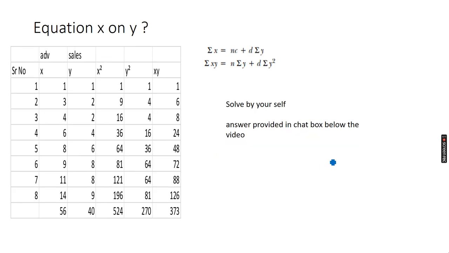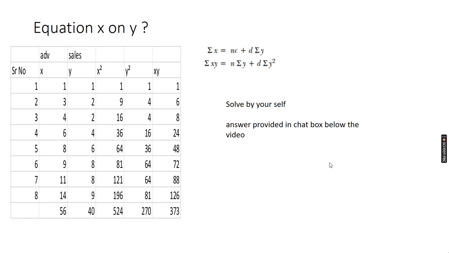This is a self-study problem where you have to find the equation of x on y. Please use the same table to calculate the value of x on y. So you should be able to find the value of c and d, where c is the constant and d is the regression coefficient. The answer will be provided in the chat box below the video, so you can reconfirm.